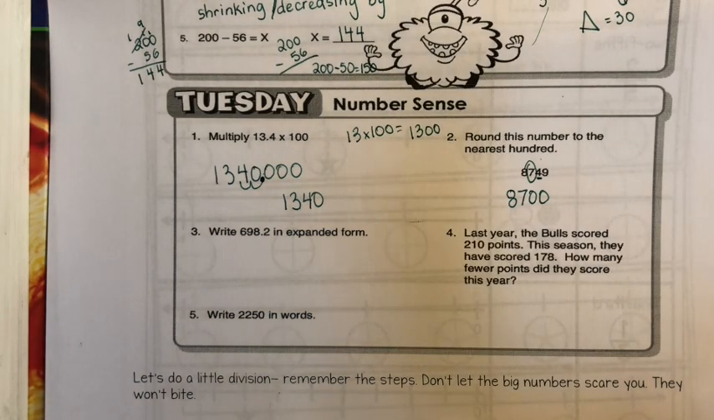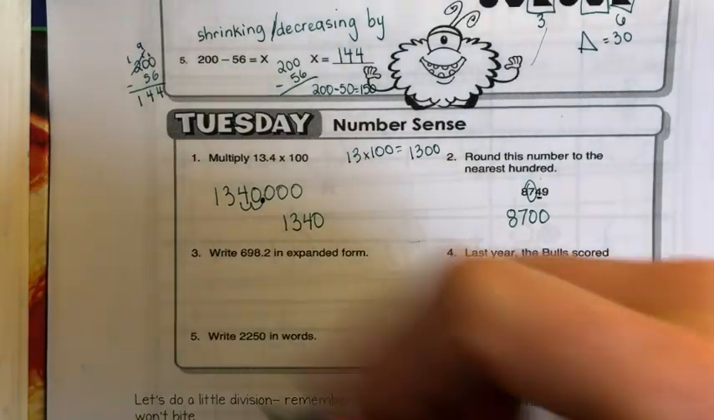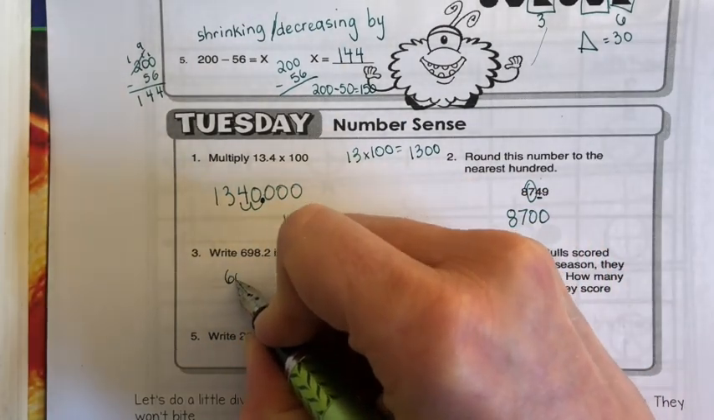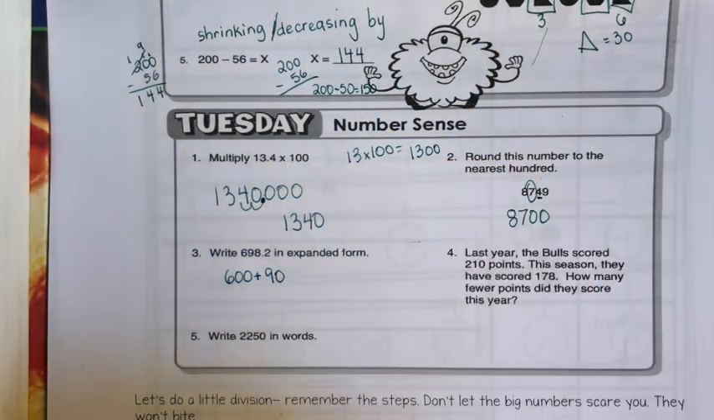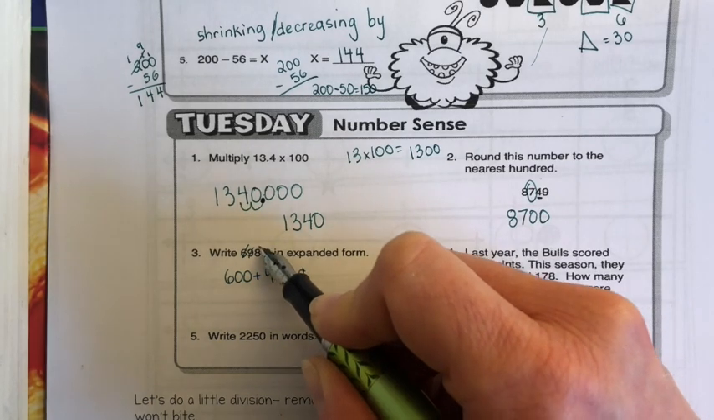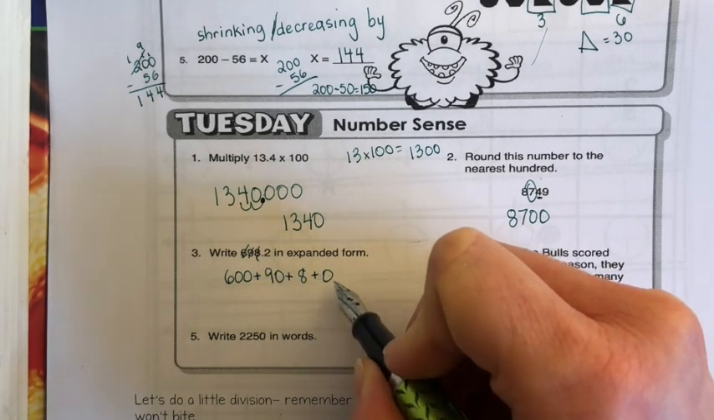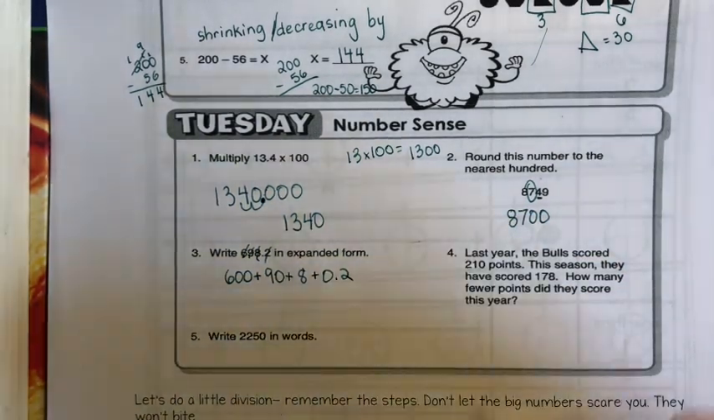Okay, on to the next. We are going to do 698.2 in expanded form. Okay, so all we have to do, you're very good at expanded form because we practiced this many times. So 600 plus 90, plus 8, plus 0.2. You can still do that with decimals.